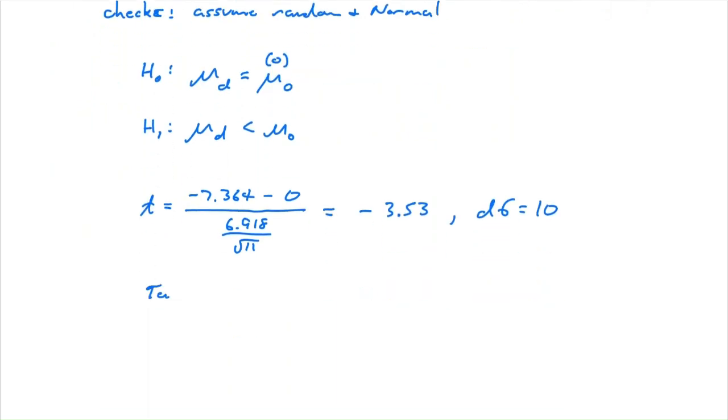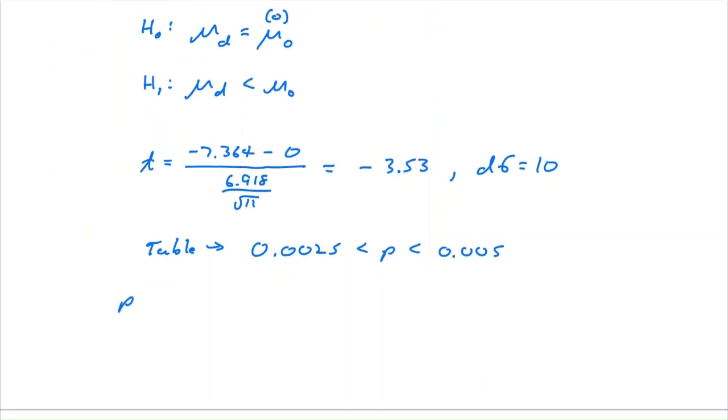So from the table, we have 0.0025 to 0.005. So very, very, very low p-value, right? We're at 0.25% to 0.5%. So we're less than 0.5% here. P is clearly less than 0.05. We reject the null. We have convincing evidence.